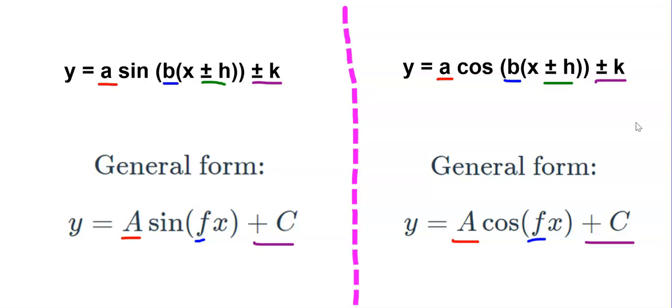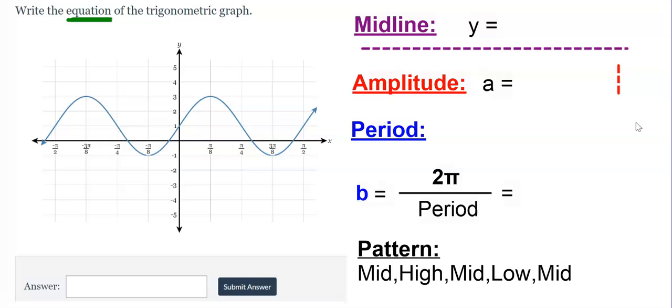So notice that the key difference between the two is that for our original standard form, we have the plus or minus h. That focuses on the phase and horizontal shift, whereas Delta Math doesn't really focus on that, and they give their own version, which takes that part out. They focus primarily on the A for the amplitude, the F for the frequency, which is our B, and C for the vertical shift or midline, which is our K. So it's important to note that before we get started on our first example.